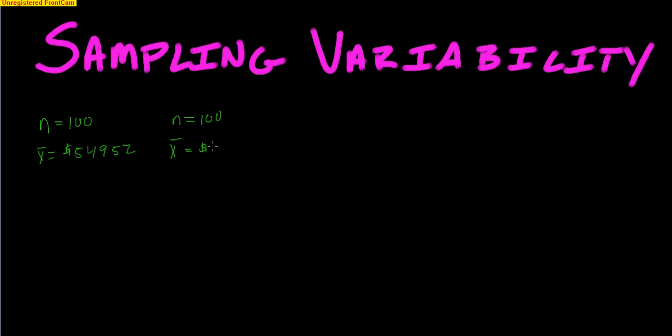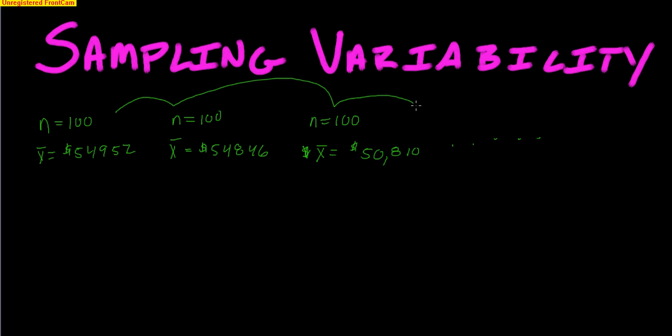It might be something like 54,846, or maybe we do a different 100 people and we get a sample average of 50,810. Again, the idea is we can go on and on. Samples vary. So from one sample to another, to another, to another, we're going to have some variability. This is the idea of sampling variability.